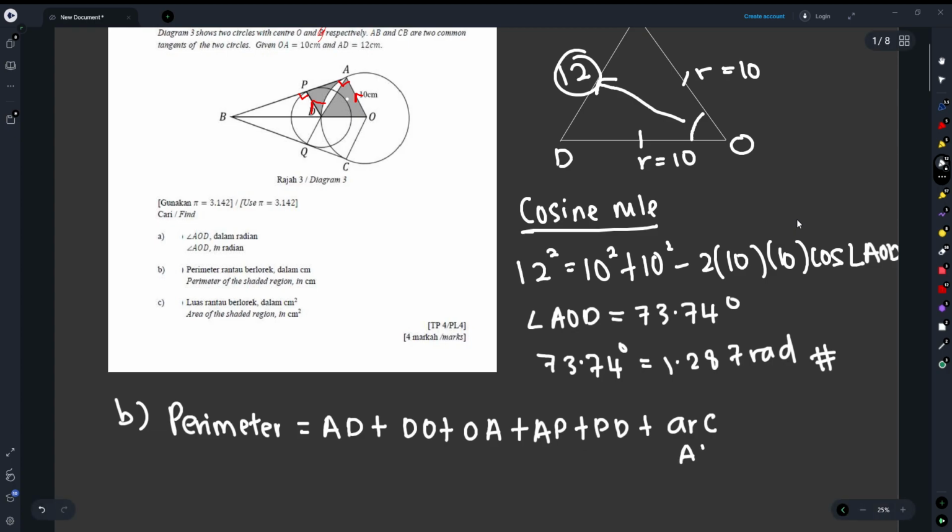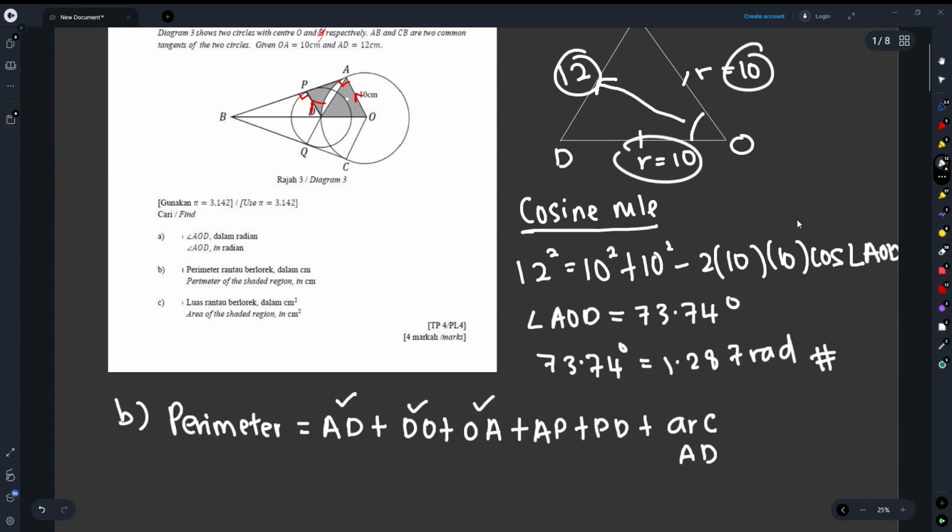These are the required information in order to find the perimeter. Okay, so not so difficult. We have to see which information we already have and which information we don't have. Do I have my AD? Yes, it's already given in the question. AD I have. Do I have my DO? Yes, DO is also 10 cm, because you can see from here DO is 10 cm. Do I have my OA? Yes, also got 10 cm.